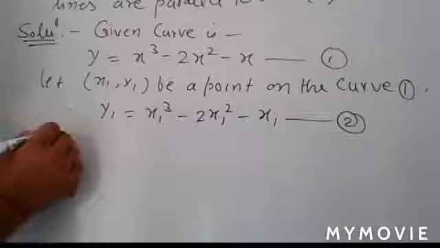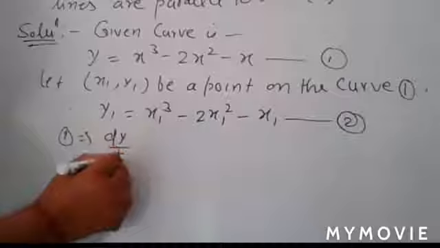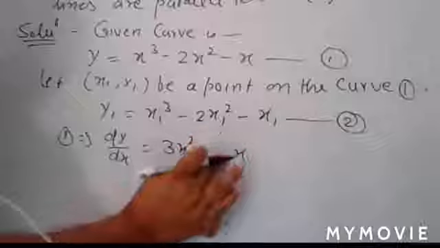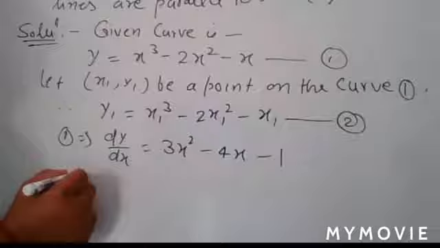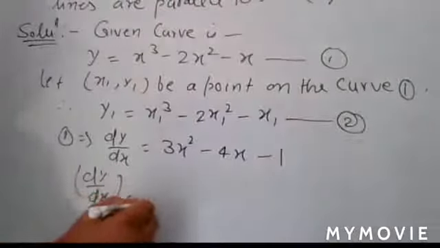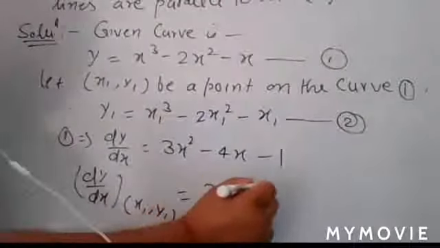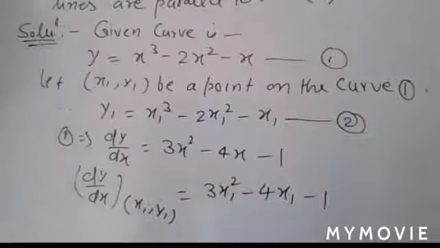From the first equation, dy by dx is equal to 3x square minus 4x minus 1. And also you find the derivative at the given point, and your given point is x1, y1. So you have 3x1 square minus 4x1 minus 1. In this way, you have the derivative of the curve at the given point.